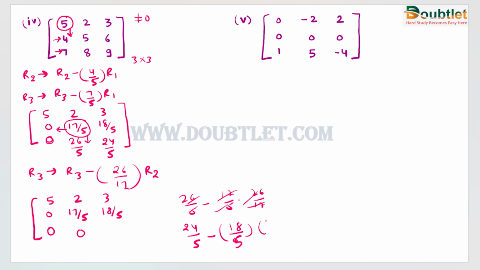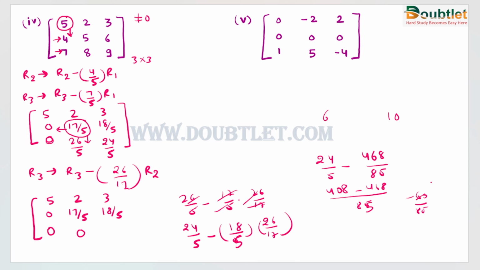And this is 26 by 17. So we need to multiply these. So this will become 24 divided by 5 minus 468 divided by 85. We will take 85 as the LCM. This will become 408 minus 468, so minus 60 divided by 85. So it is minus 12 by 17.